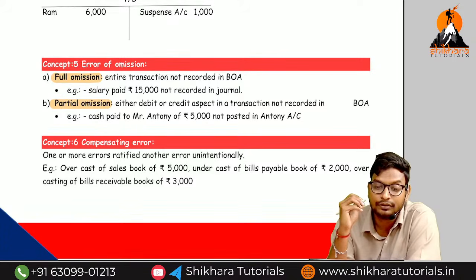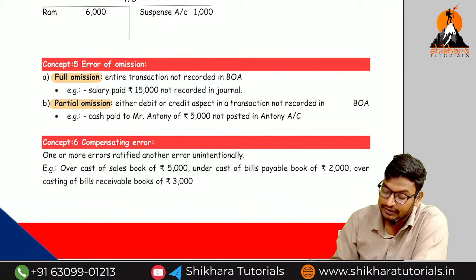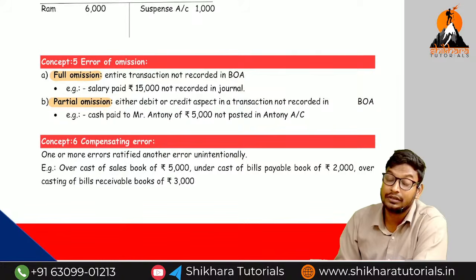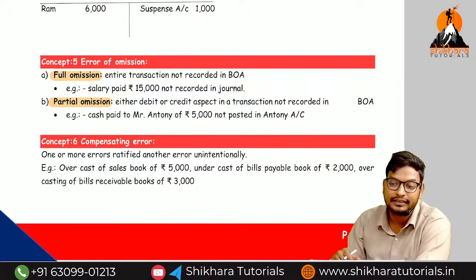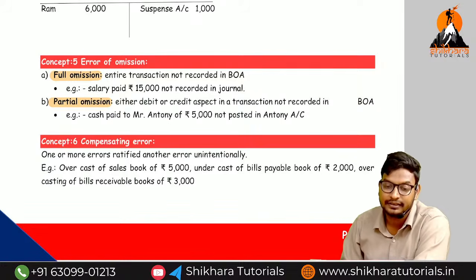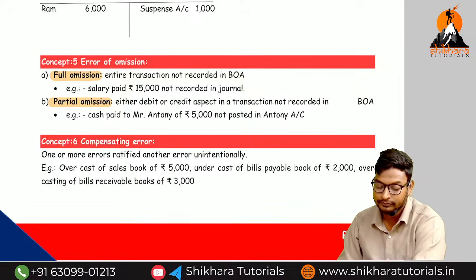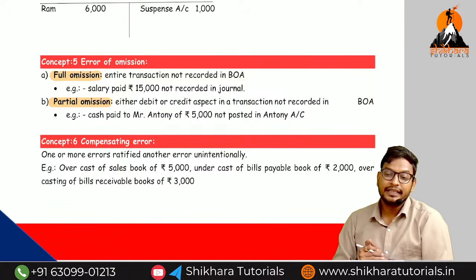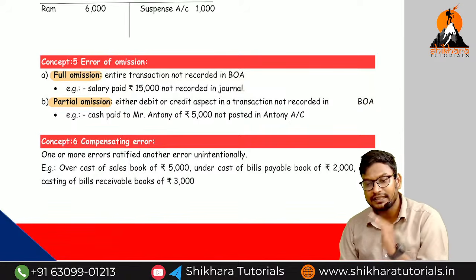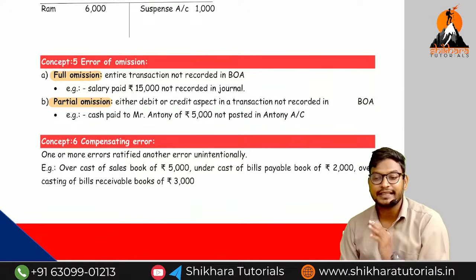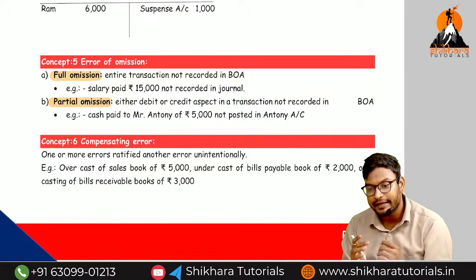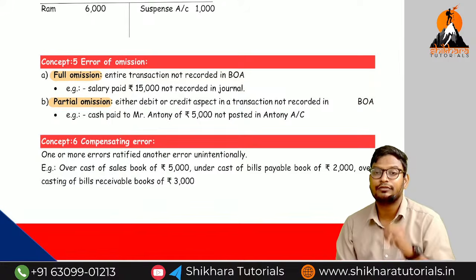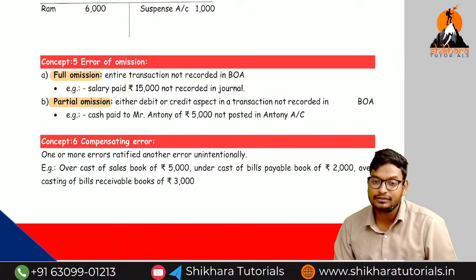What is the meaning of full omission? Completely they forget to record the transaction into the books of accounts. For one particular transaction, they have not recorded the debit and they have not recorded the credit. That is called full omission. What is the meaning of partial omission? They have recorded the journal entry, but while posting they have posted the debit but forgot to post the credit, or they have posted the credit but forgot to post the debit. This is called partial omission.